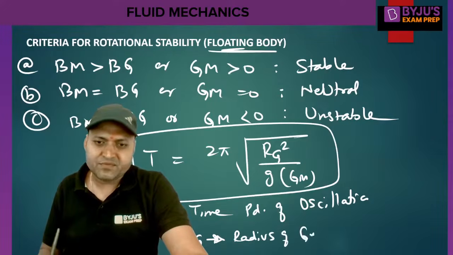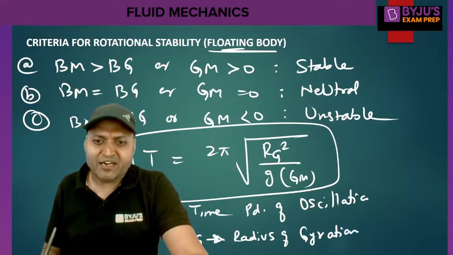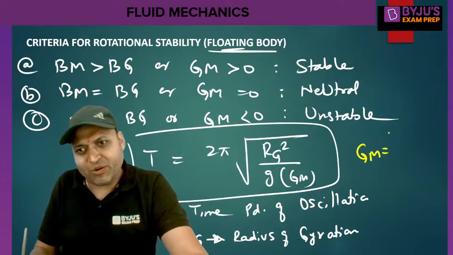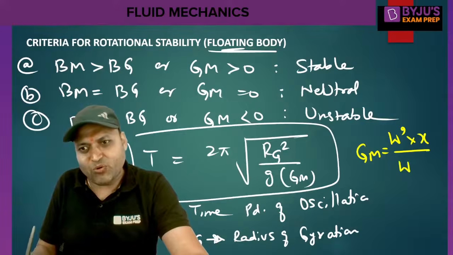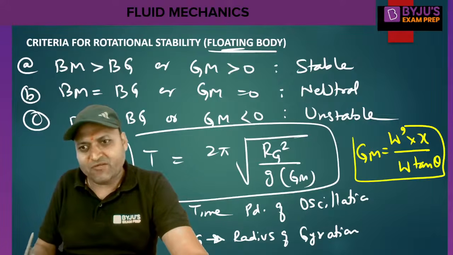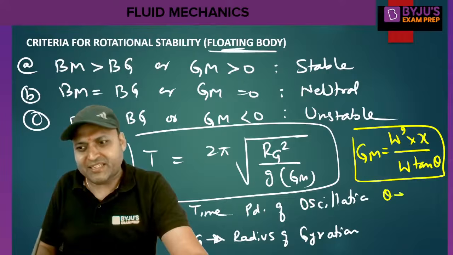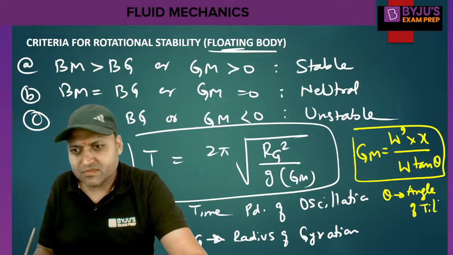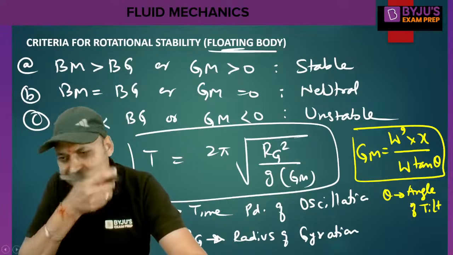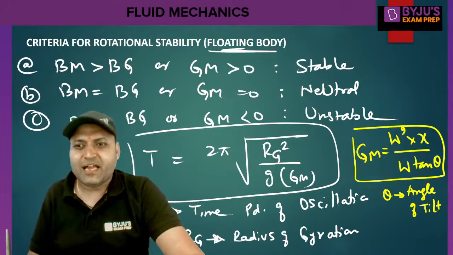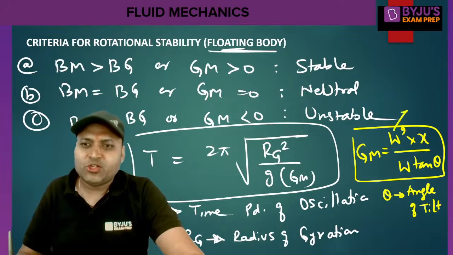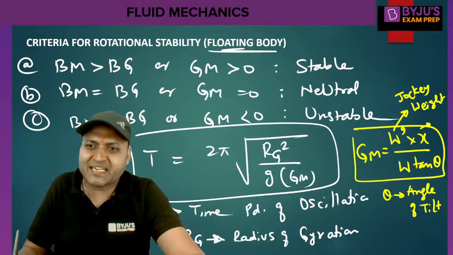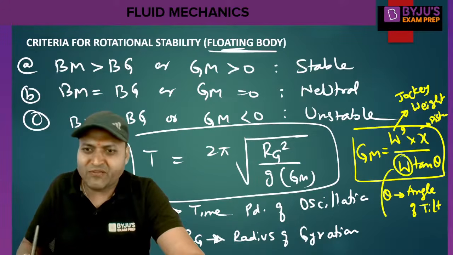There is another experimental method to find out the metacentric height. Do you know that? GM is given by W dash into x upon W tan theta. Theta is the angle of tilt. This is the experimental method. W dash is the jockey weight which is moved by a distance x, and W is the weight of the ship.